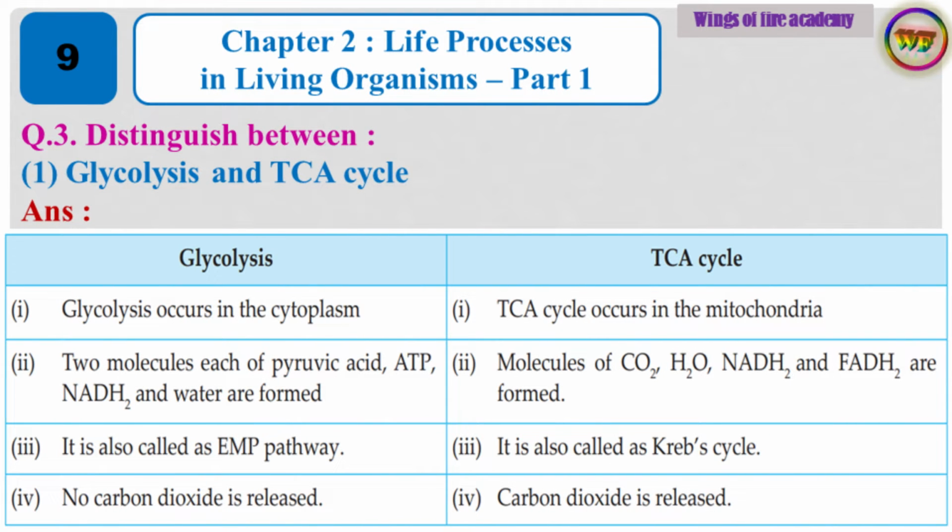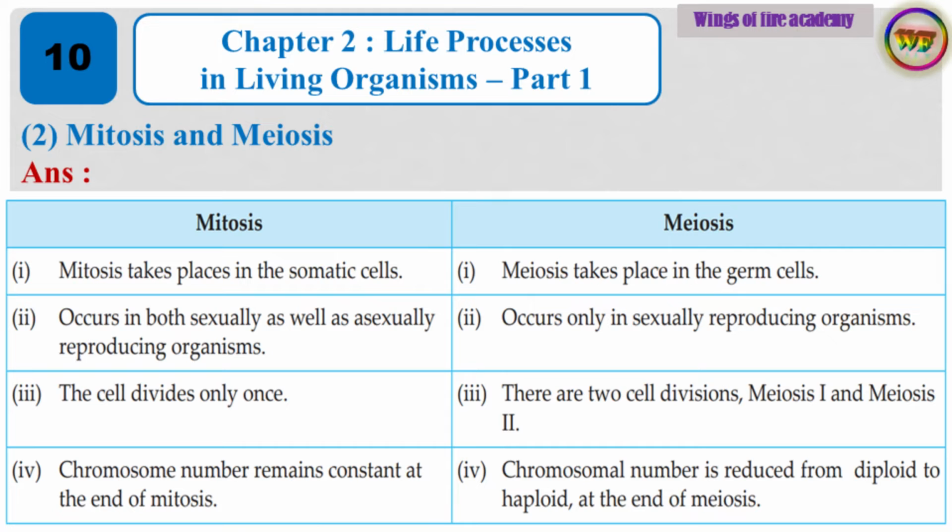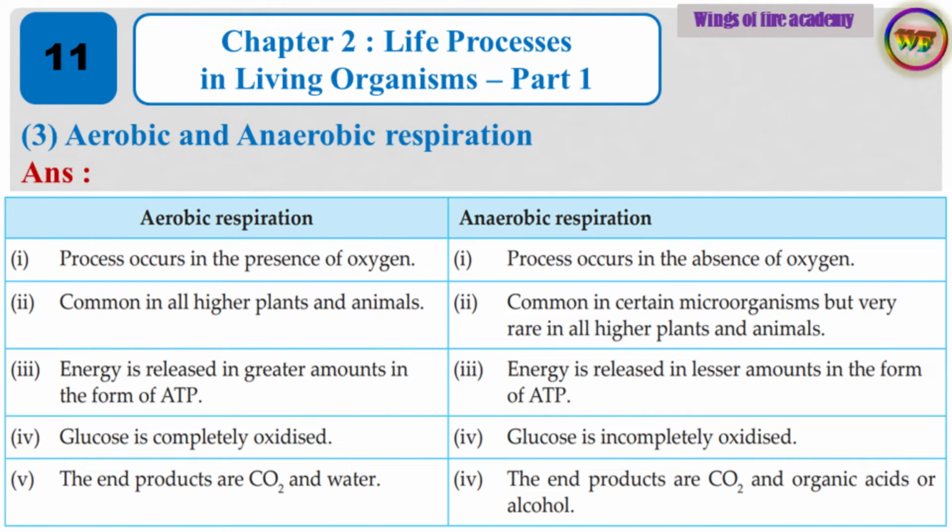Question 3. Distinguish between. Sub-question 1. Glycolysis and TCA cycle. Answer is given directly. Sub-question 2. Mitosis and meiosis. Answer is given directly. Sub-question 3. Aerobic and anaerobic respiration. Answer is given directly.